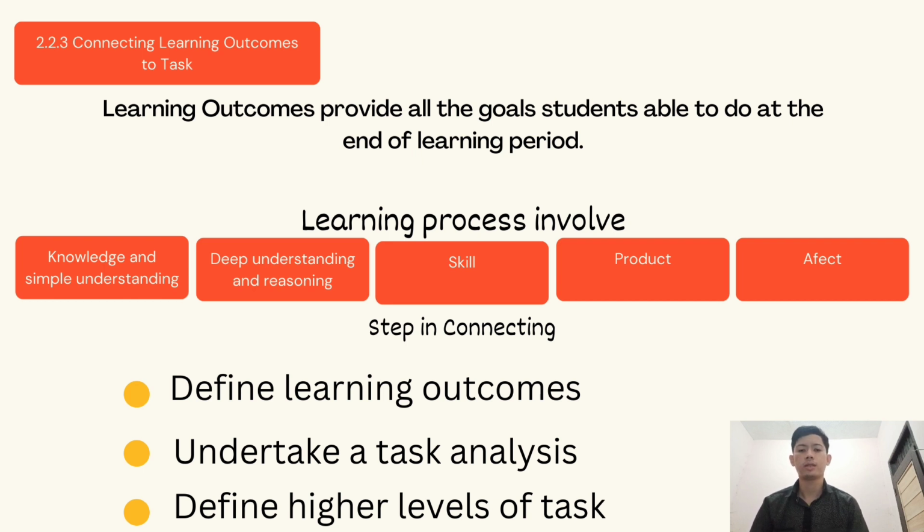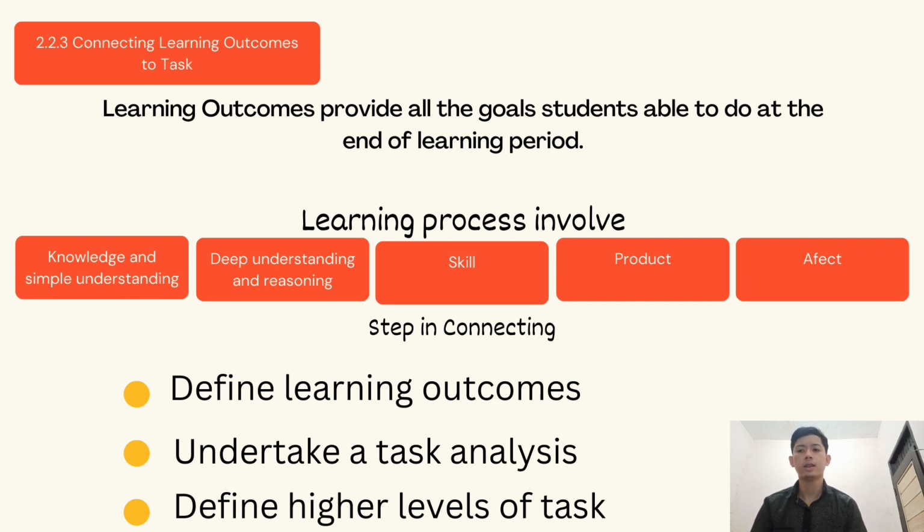we are also listing the learning processes involved, which is what I have studied before: knowledge and simple understanding, know-how, deep understanding and reasoning, skills development and proficiency, product, which is performance, and effect, which is personal development, self-efficacy, self-assessment, and goal setting.